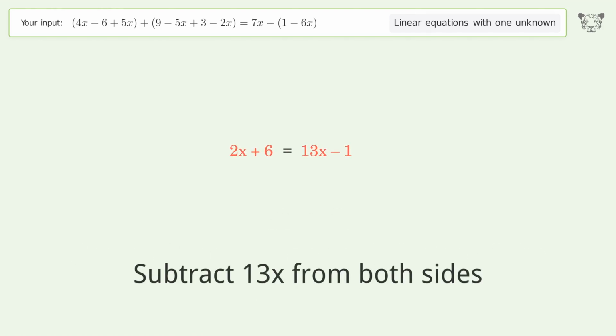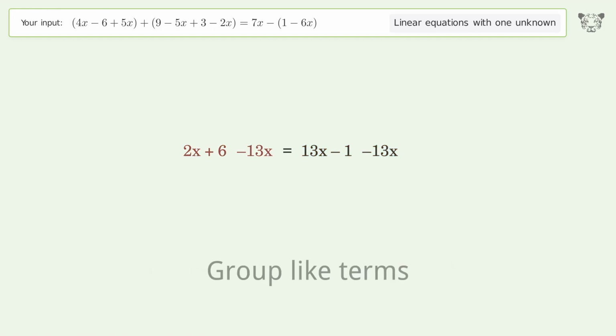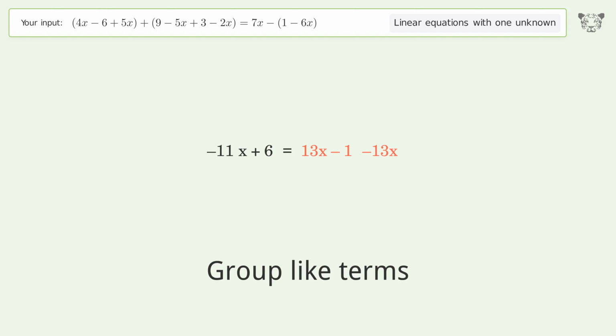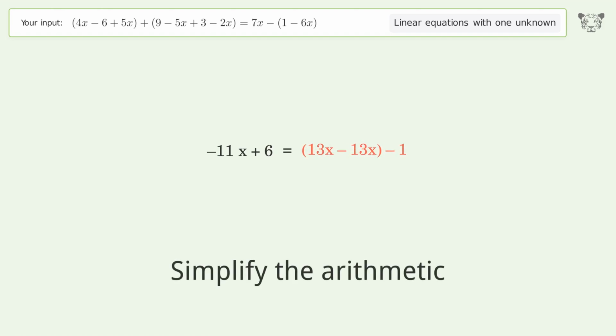Subtract 13x from both sides. Group like terms. Simplify the arithmetic. Group like terms. Simplify the arithmetic.